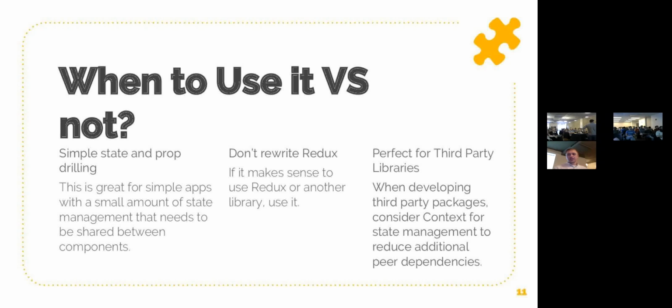The last thing that we think is a really good use case would be third-party libraries. If you're developing a node module to be used in a React application, you could use context to do your state management rather than something like MobX or Redux, and you don't have to require your consumers to have that peer dependency on your third-party library. So we thought that was another really good reason to use context.